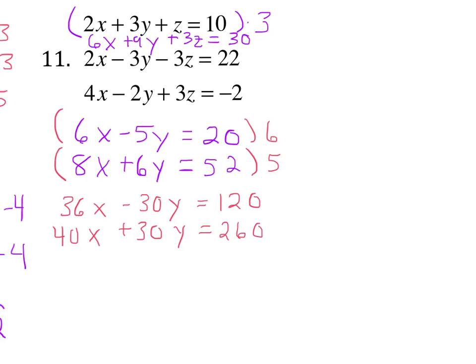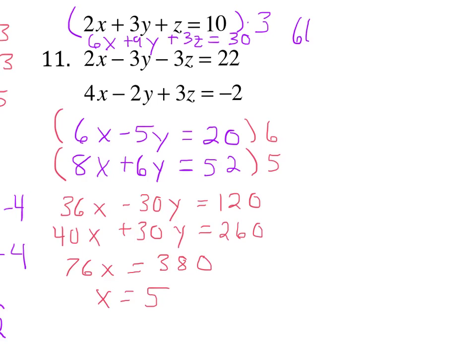So then that will give me 76x equals 380, and hopefully 76 goes in nicely to 380. And it does. X equals 5. So now I'm going to take that and plug that back in. So I'll plug it back into the 6x minus 5y equals 20 equation.